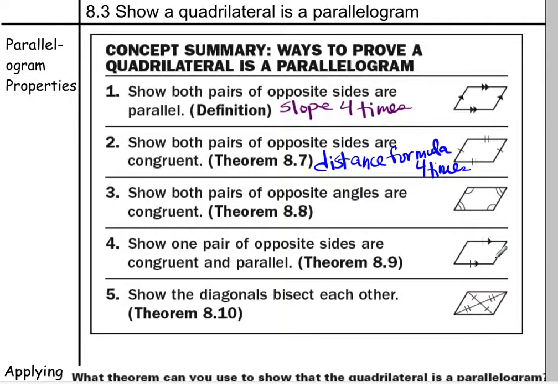And then you pretend it's a parallelogram and you solve like you did in the previous section. The fourth method is to show that one set of opposite sides are congruent and parallel. And if you're going to do that given some coordinates, what you would do is the slope formula 2 times, 1 for each side to tell that the slopes are the same, and then you would also do the distance formula 2 times.